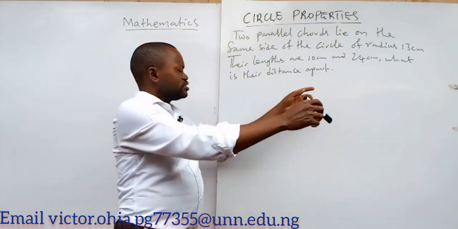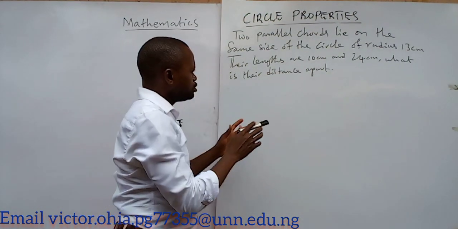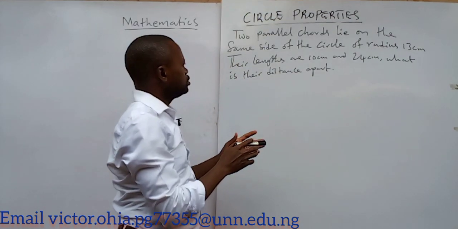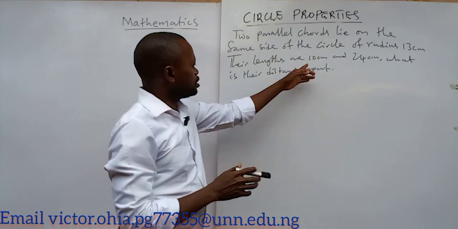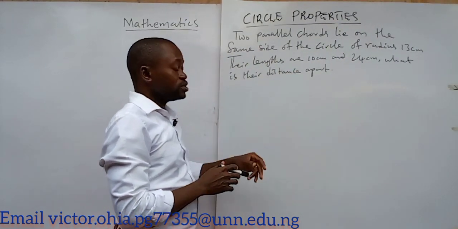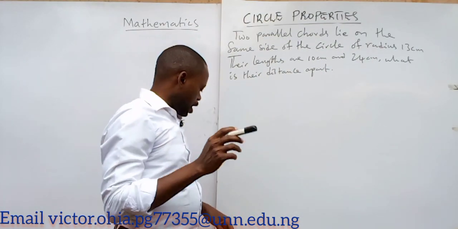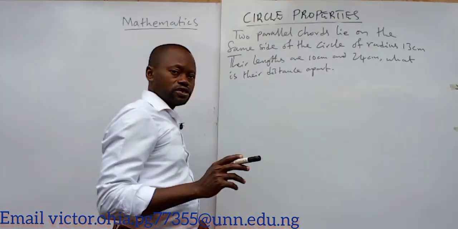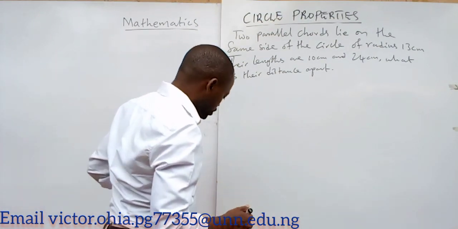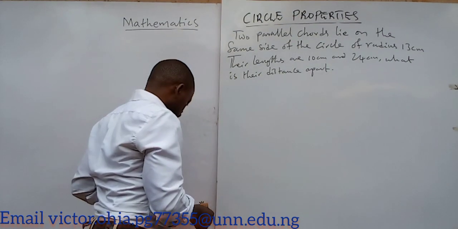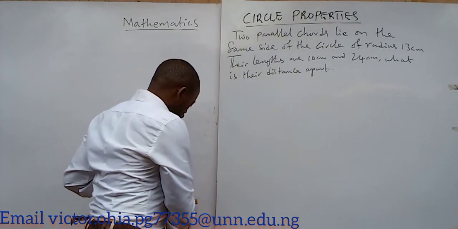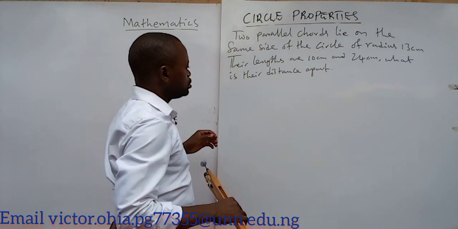Now look at this. They are on the same side of the circle, and the circle's radius is 13 cm and their lengths are 10 cm and 24 cm. What is their distance apart? I was so fascinated when I saw this question and I thought it wise to bring it to class. So I am trusting God that it's going to be a good experience to learn this question.